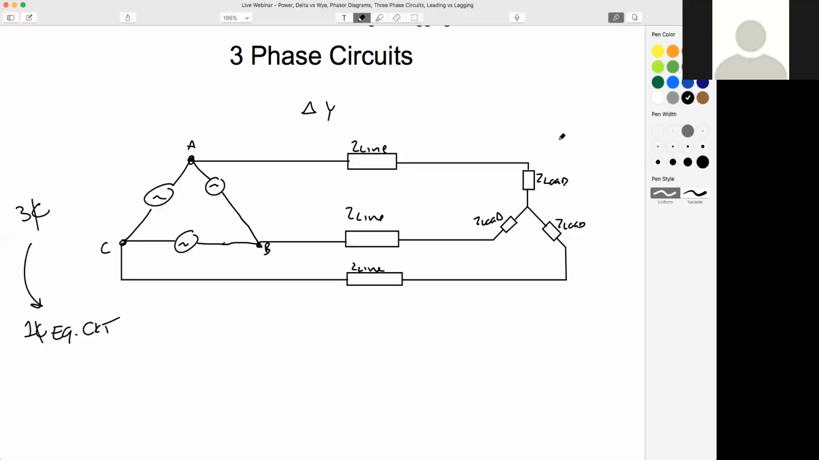And I'm going to pick some values here. Let's say our Z line is, we'll say 2 plus j5 ohms. And let's say our load is 10 plus j20 ohms. Really reactive load. Who can tell me, is this a leading or lagging load? Quick question while I finish this. Who can tell me, is that leading or lagging?